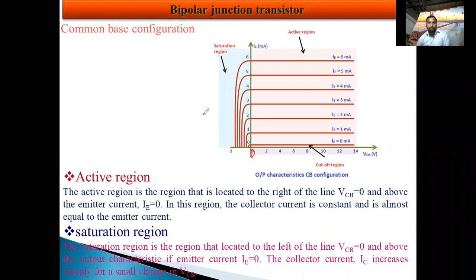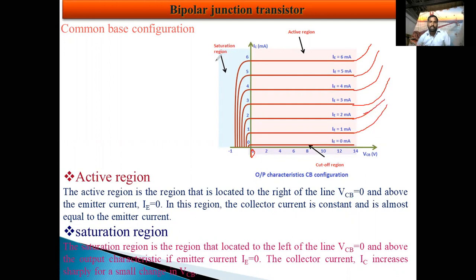To the right side of VCB equal to 0, the whole region is the active region, above the emitter current IE equal to 0. In this region, the collector current is constant and almost equal to the emitter current, IE is almost equal to IC. But as we keep increasing the VCB value, we get the breakdown region. This is the breakdown region.